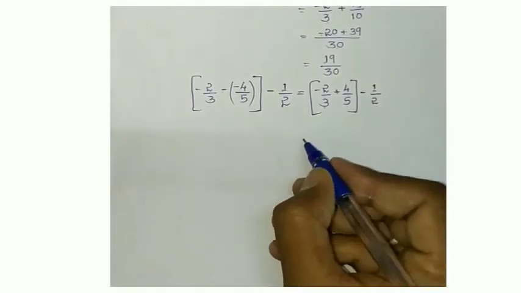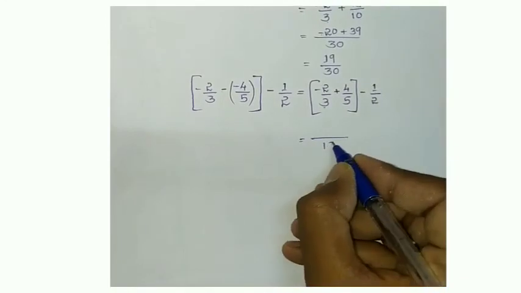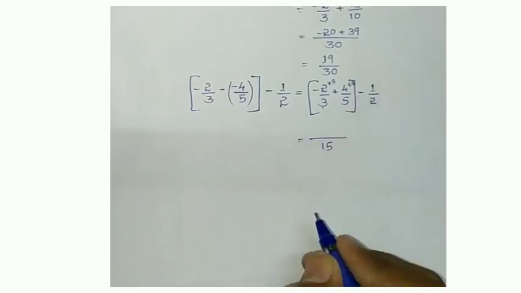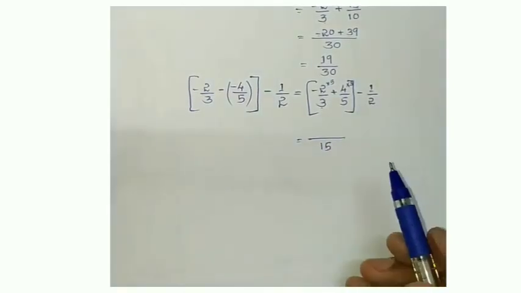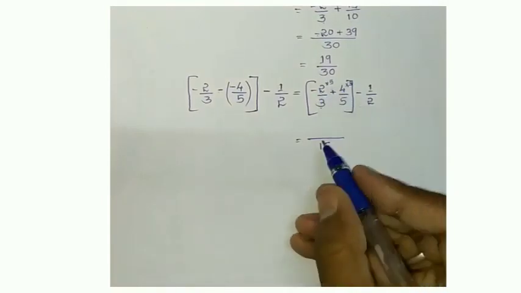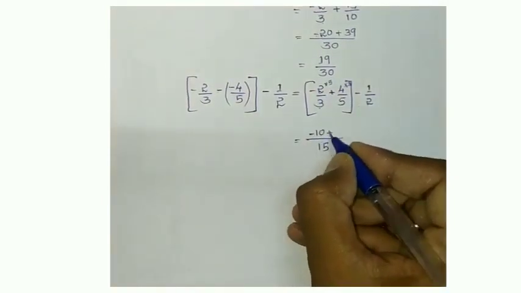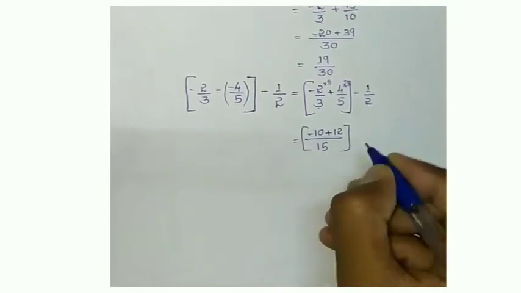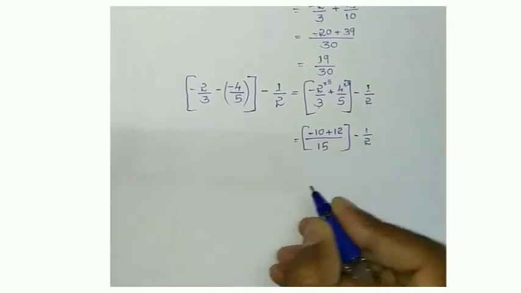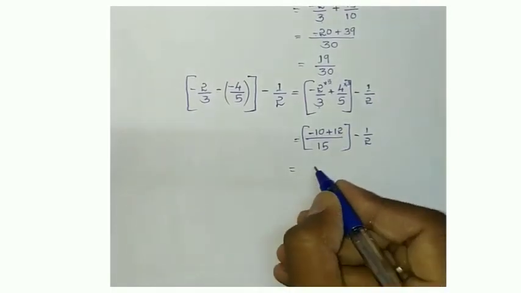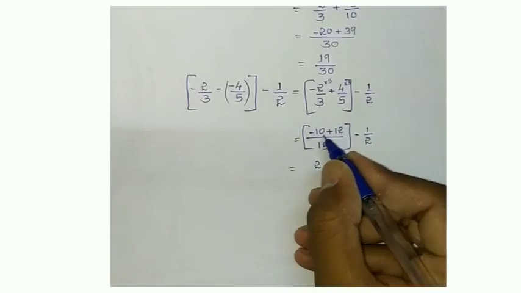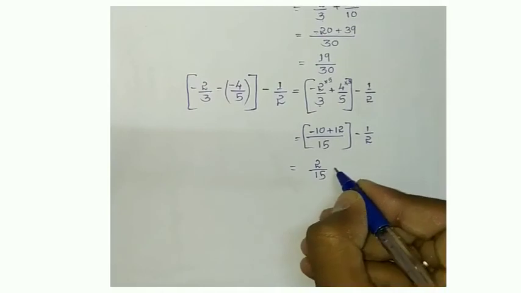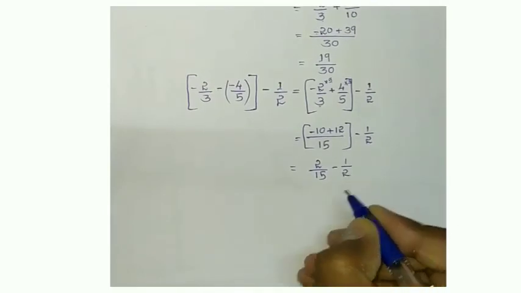Now the LCM of 3 and 5 will be 15. So minus 2 into 5 is minus 10, plus 4 into 3 is 12. Close the bracket, minus 1 by 2. Minus 10 plus 12, how much will we get? 2, because 12 minus 10 is 2, and the greater sign is plus. So we will get positive, that is 2 by 15 minus 1 by 2.